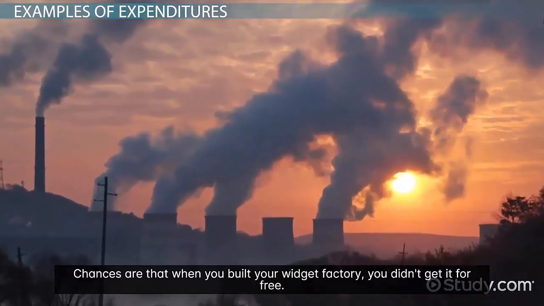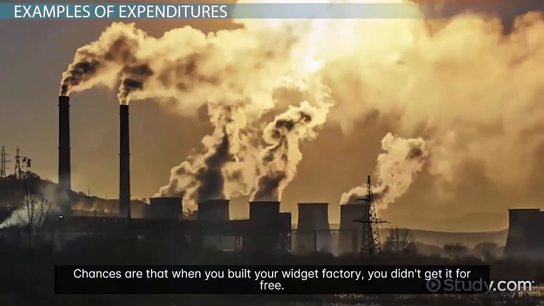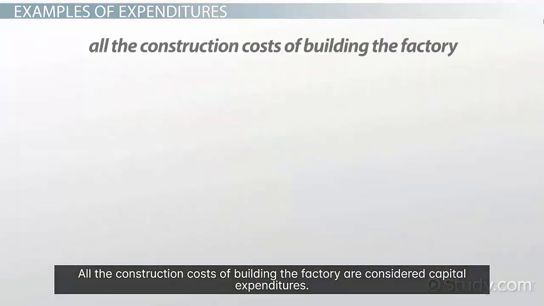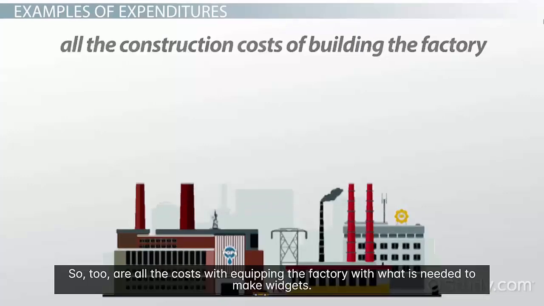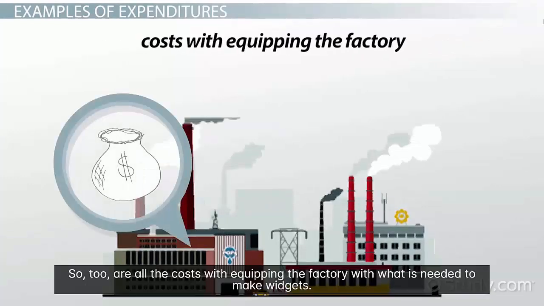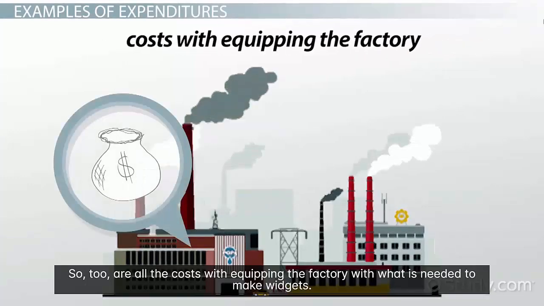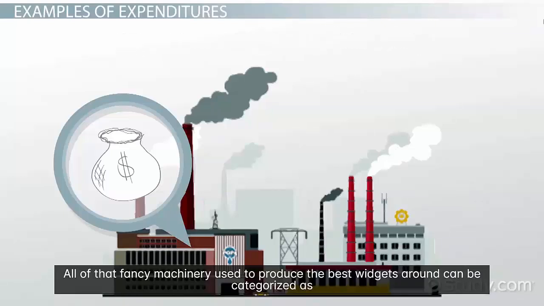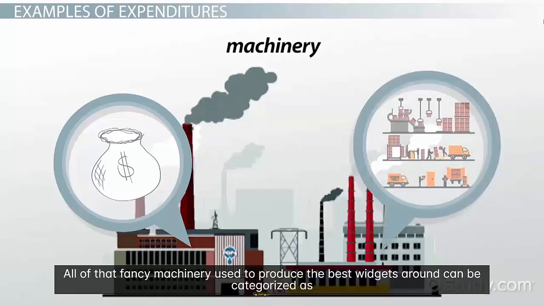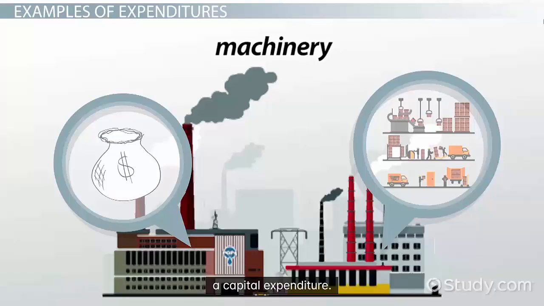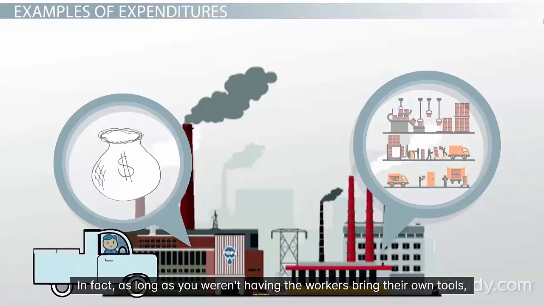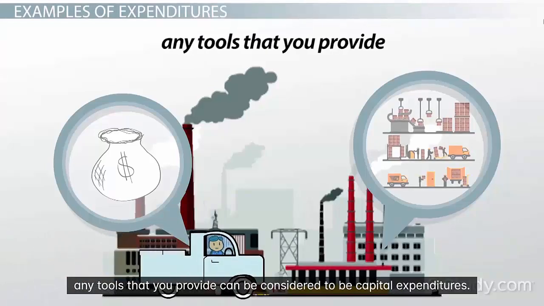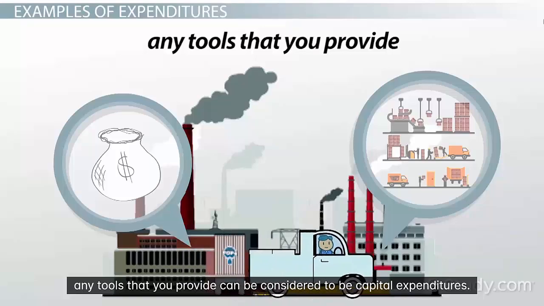Chances are that when you built your widget factory, you didn't get it for free. All the construction costs of building the factory are considered capital expenditures. So too are all the costs of equipping the factory with what is needed to make widgets. All of that fancy machinery used to produce the best widgets around can be categorized as a capital expenditure. In fact, as long as you weren't having the workers bring their own tools, any tools that you provide can be considered capital expenditures.